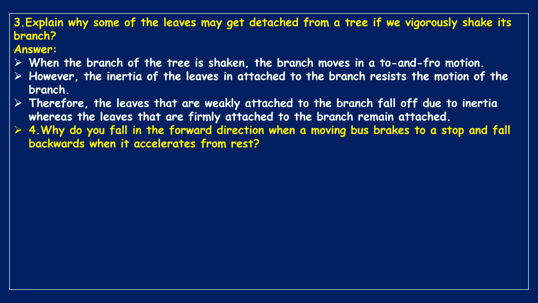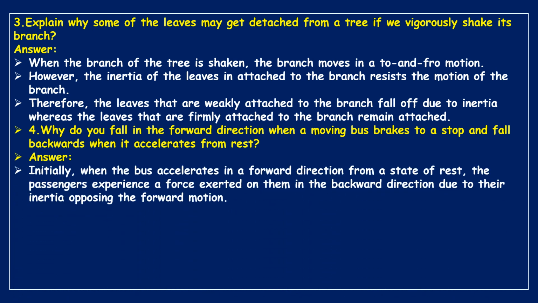Here again, it is inertia. Inertia is the reason for that. Law of inertia at rest, law of inertia in motion. These are the two things. According to that, this would happen. Now we'll see the answer. Initially, when the bus accelerates in a forward direction from a state of rest, the passengers experience a force exerted on them in the backward direction due to their inertia opposing the forward motion.